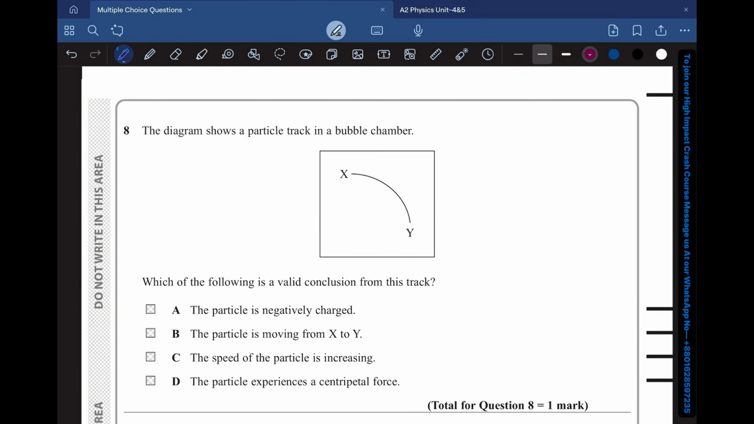Next part says the particle experiences a centripetal force. This is the correct answer. Why does the particle experience a centripetal force? Because it is moving in a circular path. Otherwise, it would have never moved in a circular path. There must be a force acting perpendicular to the direction of motion, and that force is our centripetal force. So yeah, we are done with this question.